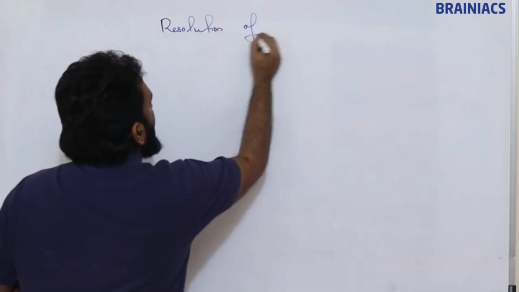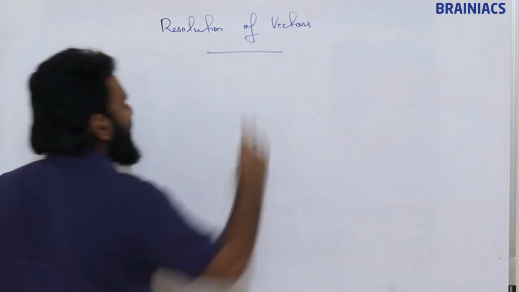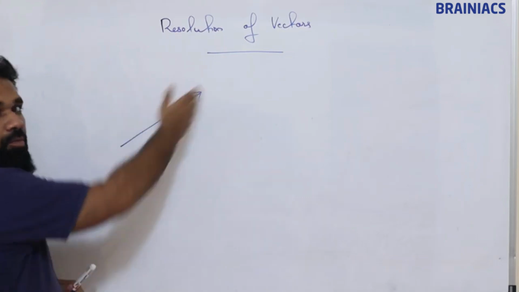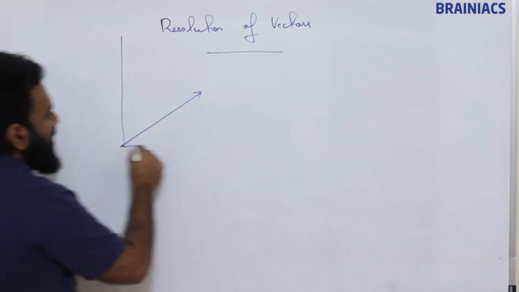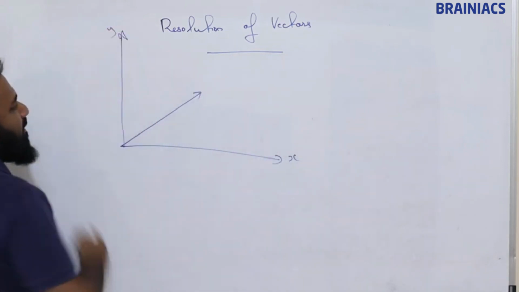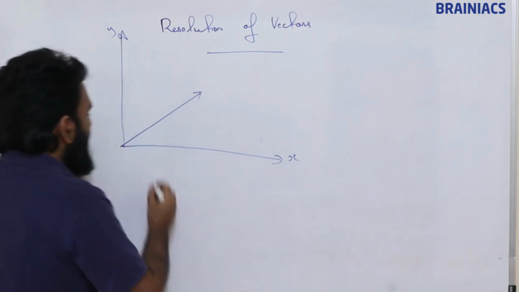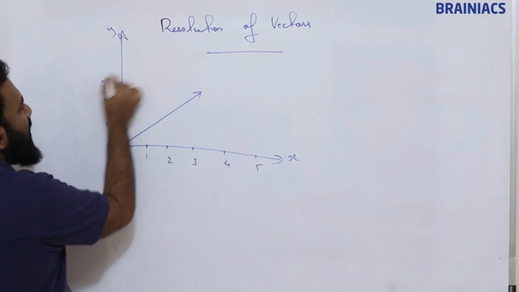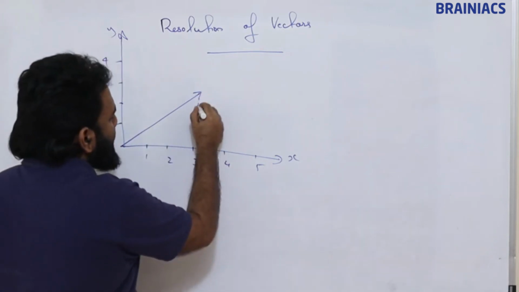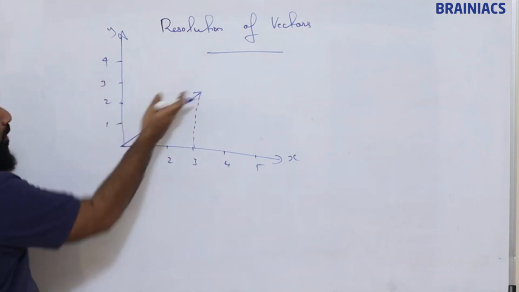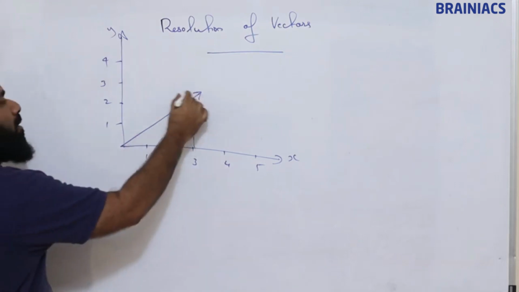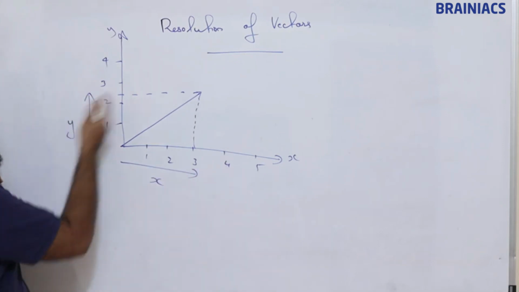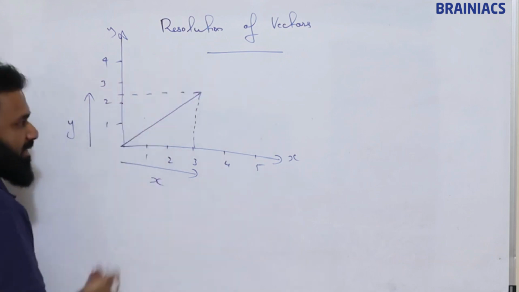Resolution of vectors, that is, suppose if someone moves in this direction, suppose if we make x-axis and y-axis, when he moves in this direction, 1, 2, 3, 4, 5, 1, 2, 3, 4. We can say this movement has happened along x direction also. This movement has happened along y direction also. So there is movement in x direction, there is movement in y direction.